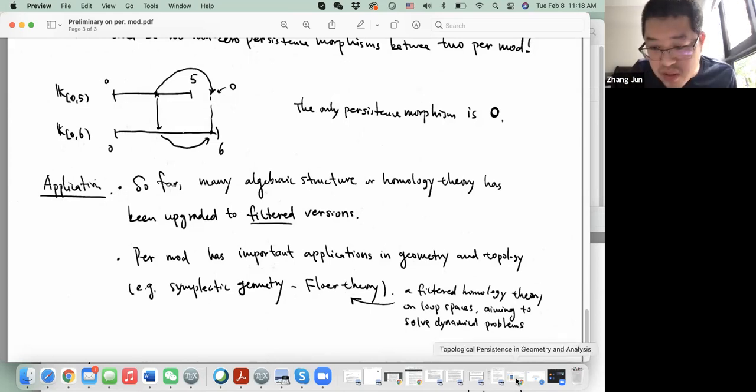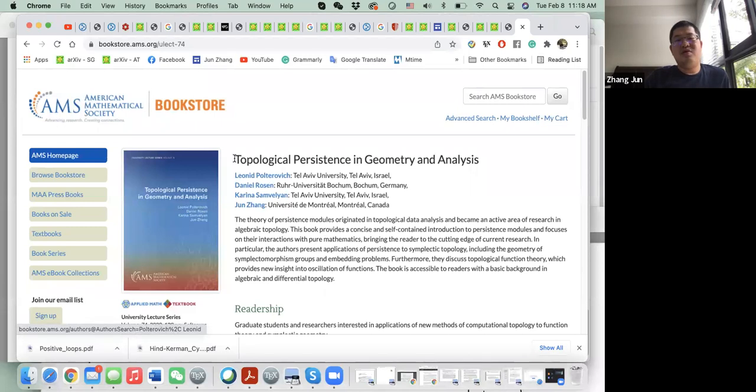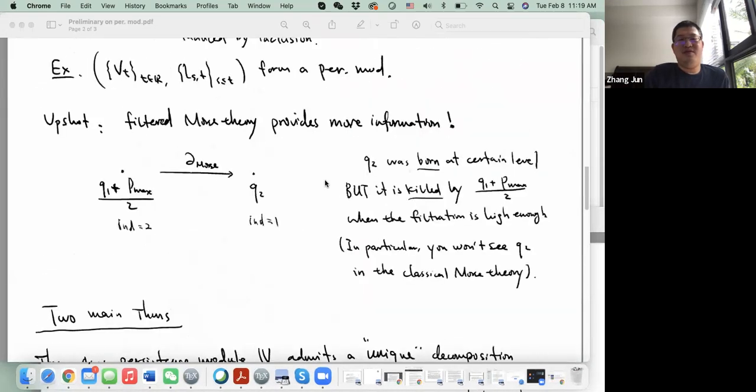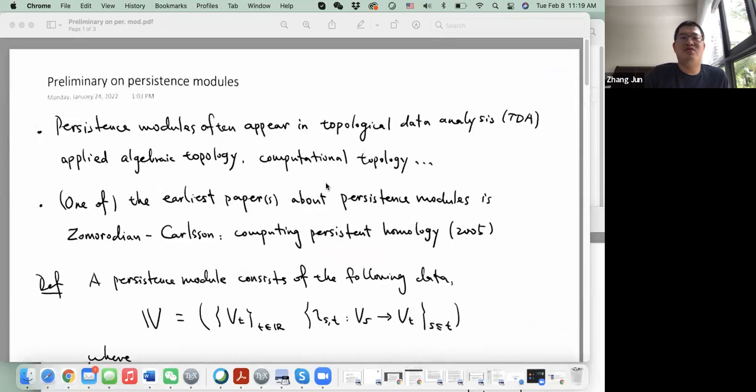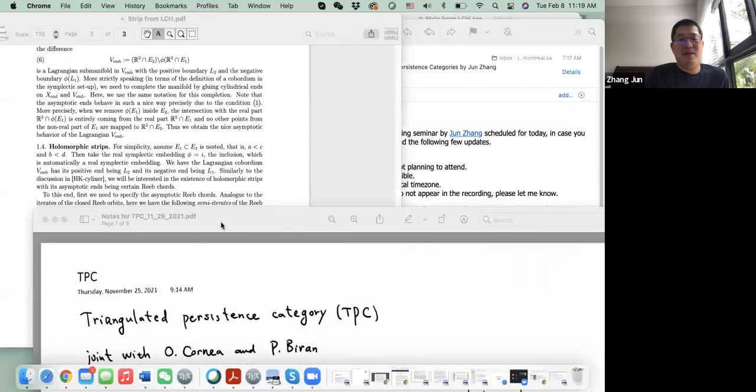So let me show this one. Here's a book. It's called Topological Persistence in Geometry and Topology. This is a book I wrote with a few people, and it sort of summarizes the applications of persistent modules in, I think, geometry and topology, and also a little bit in analysis. If you are interested in the stuff that I talk about only for the persistent module, you can just check the book. Okay, so that's all I want to say about the persistent module. It's very brief.